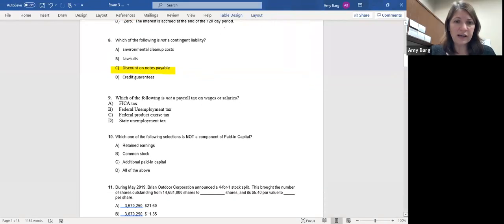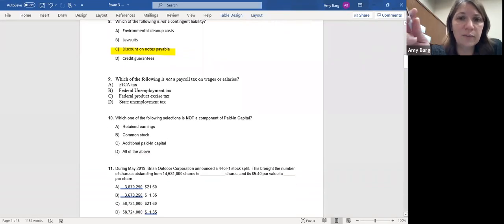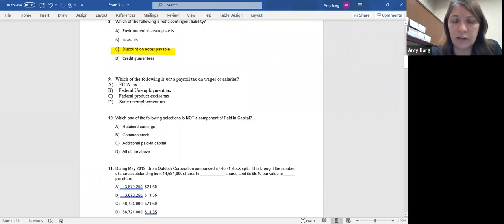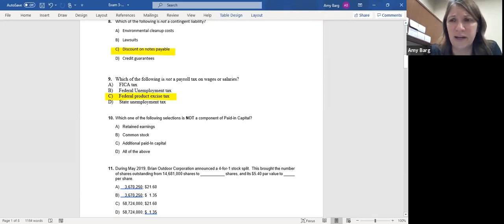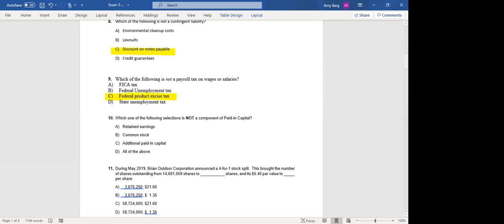All right, which of the following is not a payroll tax on wages or salaries? FICA tax, that's the Social Security and Medicare tax, that's a payroll tax. The federal unemployment tax, even if you don't know what that is, unemployment sounds like a payroll thing, right? State unemployment tax is the same way. But a federal product excise tax, you don't even have to know what that is, you know that's probably not a payroll tax, right? It doesn't sound like it goes with payroll.